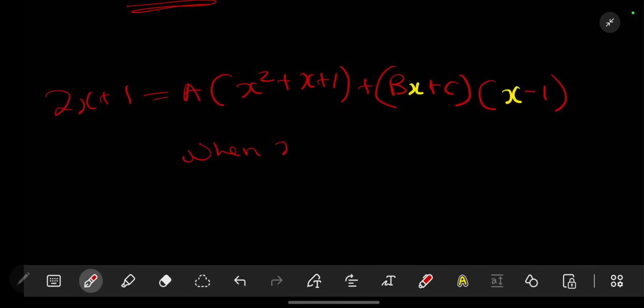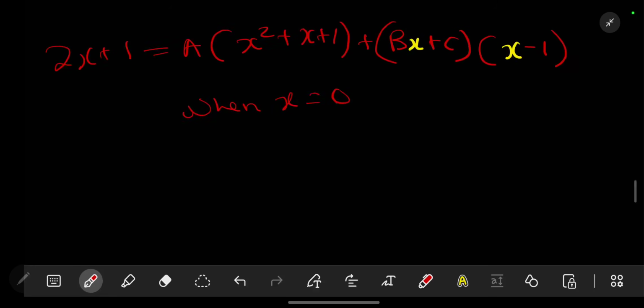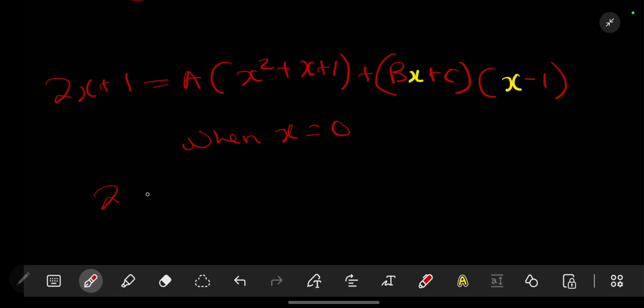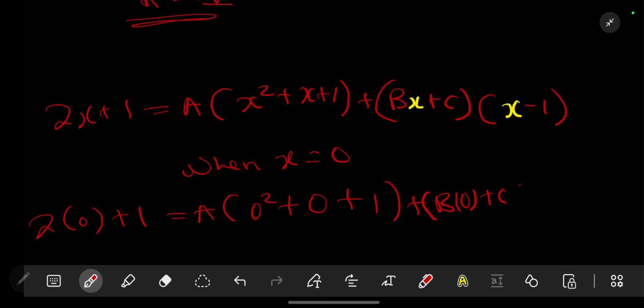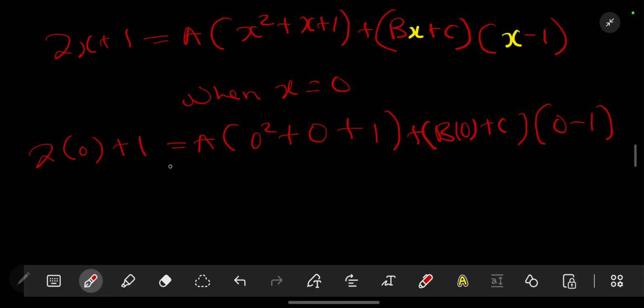So when x is equal to 0, where there is x, we have 0 plus 1 should be equal to a. Then we have our 0 squared plus our 0 plus our 1. Then we have plus our b, where there is x, we put 0, plus our c, then 0 minus 1. So this gives us 2 times 0 is 0 plus 1. So we are just going to have 1 is equal to our a.